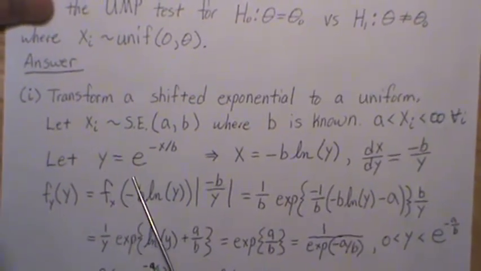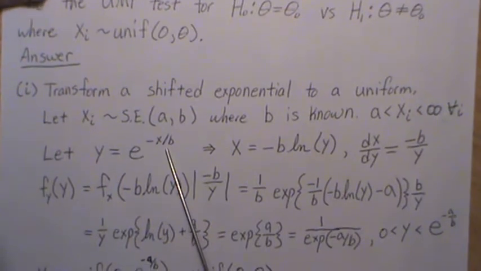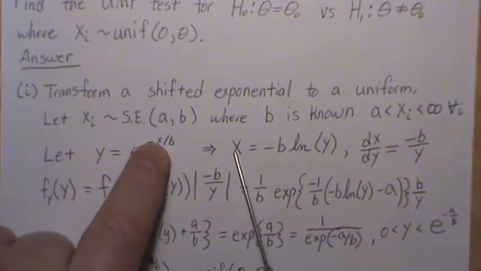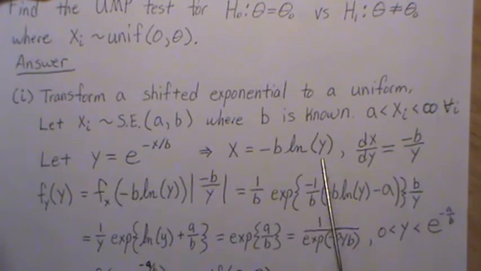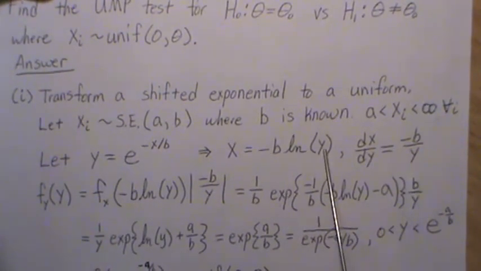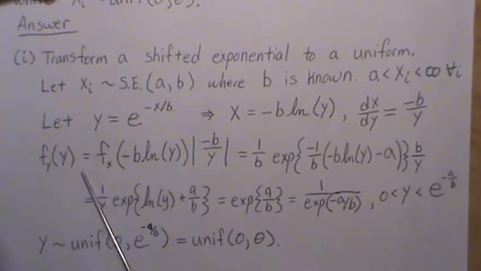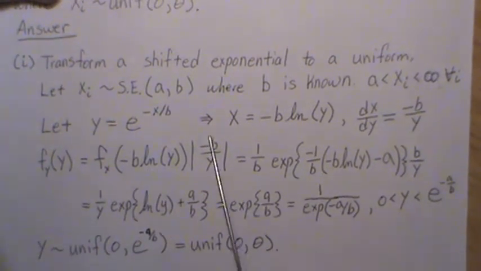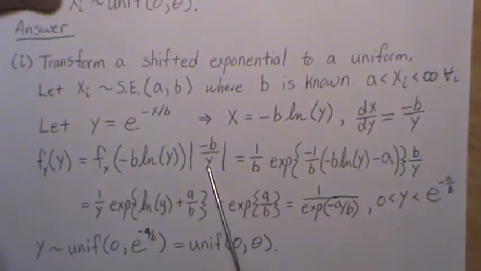So let's let y equal e to the minus x divided by b. And now let's find the density for y. So let's back solve for x. And you get x is equal to minus b log y. Now the derivative of x with respect to y is minus b times 1 over y, which is this. So now the density for y is, we use the density for x, but we plug in this value here, and then we take the absolute value of the Jacobian, which is this right here.